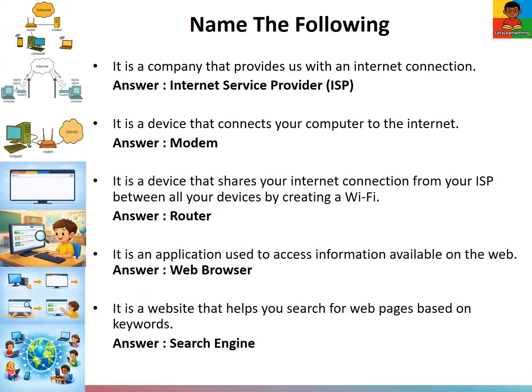Name the following. It is a company that provides us with an internet connection. Answer: Internet Service Provider, ISP. It is a device that connects your computer to the internet. Answer: Modem. It is a device that shares your internet connection from your ISP between all your devices by creating a Wi-Fi. Answer: Router. It is an application used to access information available on the web. Answer: Web browser. It is a website that helps you search for web pages based on keywords. Answer: Search engine.